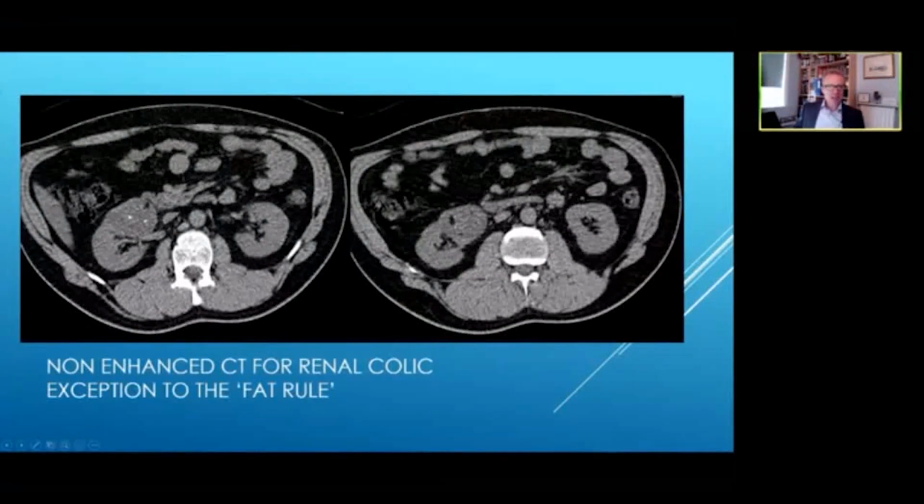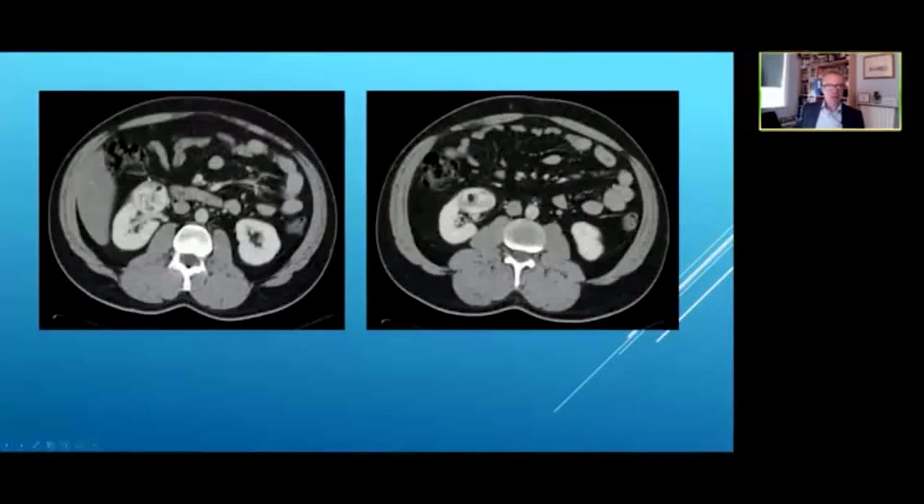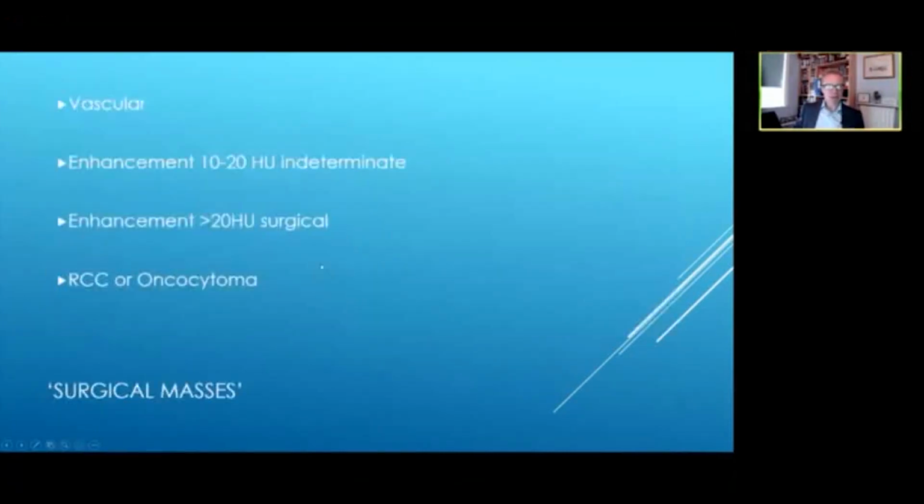Here's a non-enhanced scan for CT done for renal colics. This is the exception to the fat rule. So there's a bit of fat here, there's calcification. Fat and calcification together ring alarm bells for me. Here's the post-contrast scan. Biopsy showed this was a clear cell RCC. And of course, when you see calcification and fat, you think about RCC.